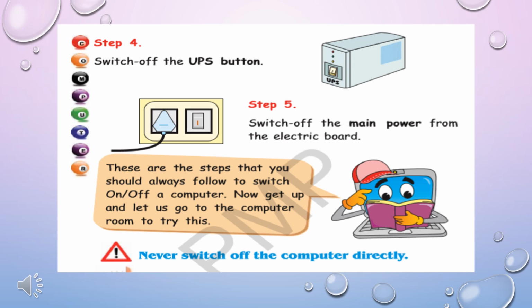We cannot recognize it at once, but if we do not shut it down properly, then when you want to use the system again, it will take more time to switch on, or sometimes it will hang, sometimes it will become very slow. When you click to open any page, it will take more time. So that's why we should always follow the steps to switch on or switch off a computer.